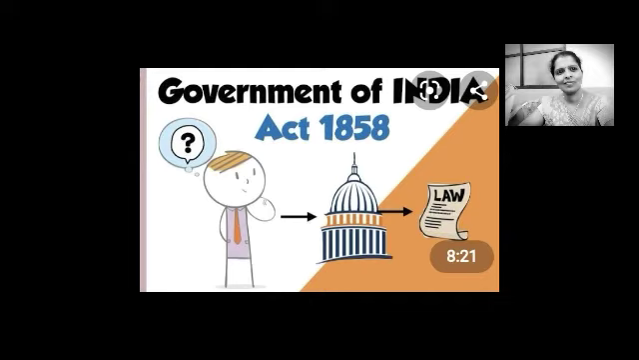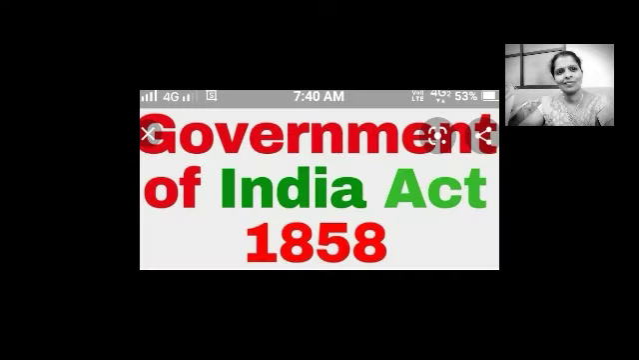The post of Governor General was changed into Viceroy. Lord Canning became the first Viceroy of India. A new post called Secretary of State for India was created. A Council of India was created in order to assist the Secretary in the administration. The Council had 15 members.